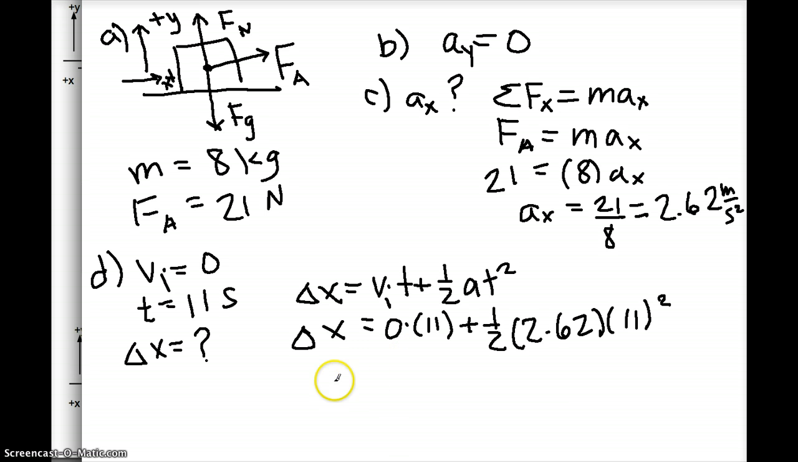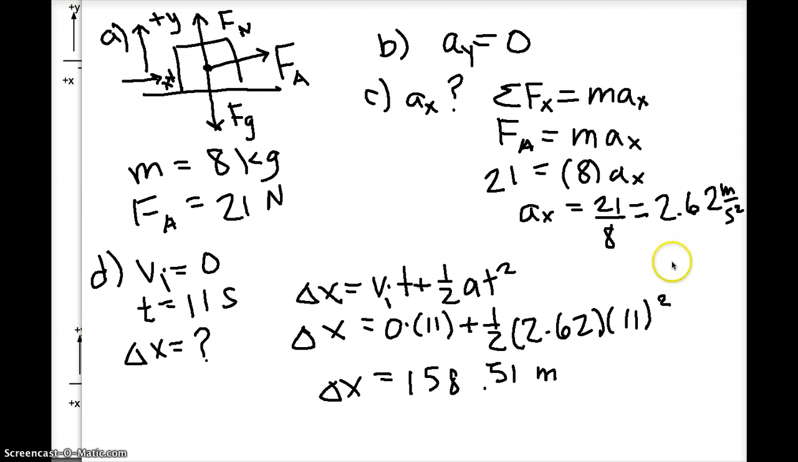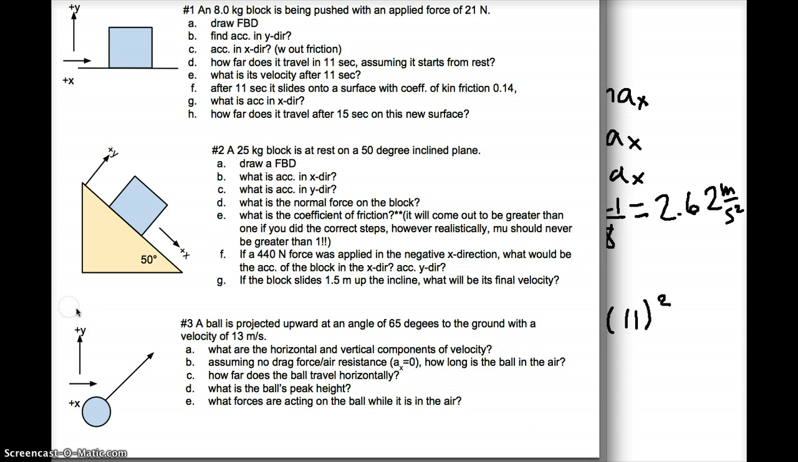Plugging that into my calculator, I find about 158.51 meters. And going back to what I said about significant figures, changing this number to 2 significant figures would actually look like 160 meters. All right, part E, what is the velocity after 11 seconds?